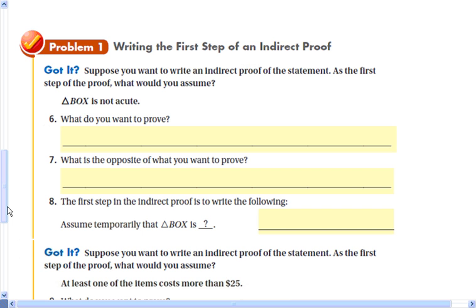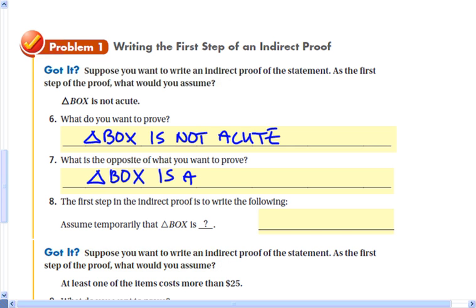So what do we want to prove here? We want to prove that triangle BOX is not acute. What is the opposite of what we want to prove? That triangle BOX is acute. The first step in the indirect proof is to write the following. Assume temporarily that triangle BOX is acute.